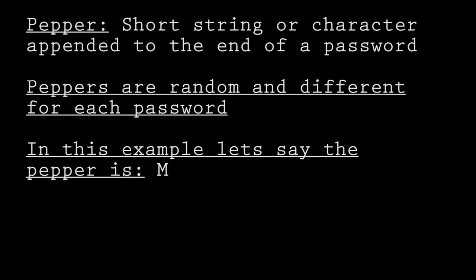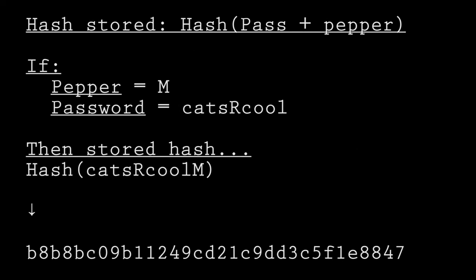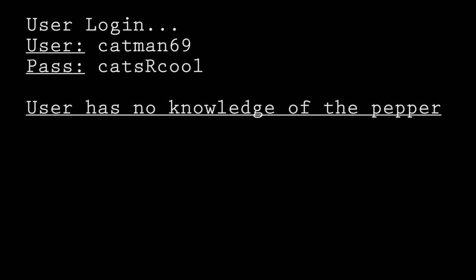Finally, there are peppers. A pepper is a very short random string or character. For simplicity, let's say in this case a pepper is a single upper or lowercase letter, for example, uppercase M. So the hash stored will be the product of hashing the user's password plus the letter M. So if the password is "cats are cool", the hash stored will be the hashed product of "cats are cool M". When a user comes to log in, the password they'll give is just "cats are cool". Like with the salt, they won't know a pepper is being used at all.